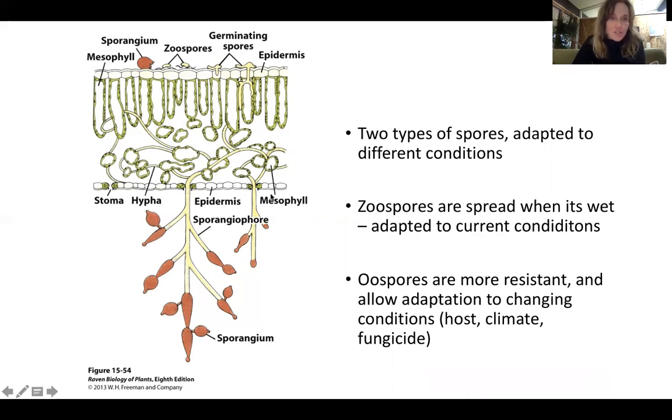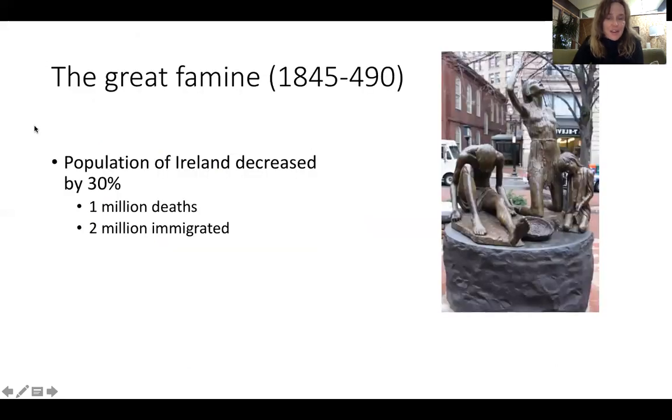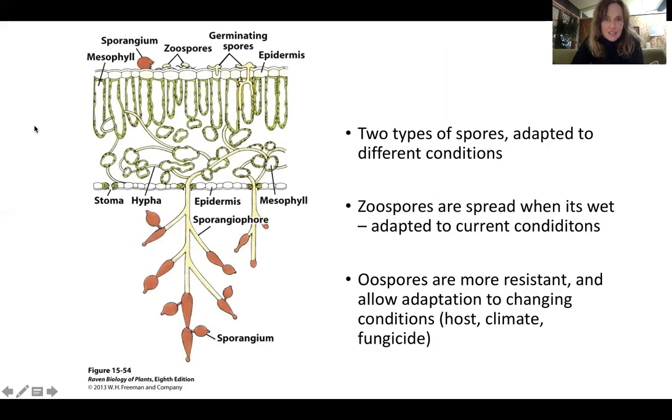And this is a cross section of a leaf. You can see the epidermal cells and the epidermis, and the zoospores germinate with their two little flagella, and they grow into the palisade parenchyma, and they go to town and kill the plant. Eventually they get into the xylem and phloem.